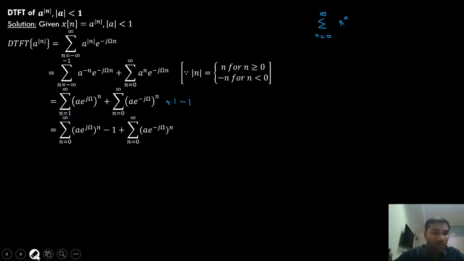So now I am going to combine this term with plus 1. This is nothing but the same a into e power j omega whole power n at n equals 0. If I combine these two terms, I get summation n equals 0 to infinity a into e power j omega whole power n, and I have a negative 1, and this expression is written as it is.